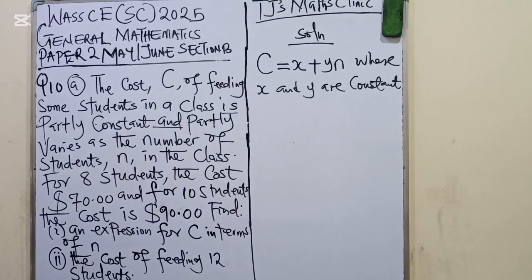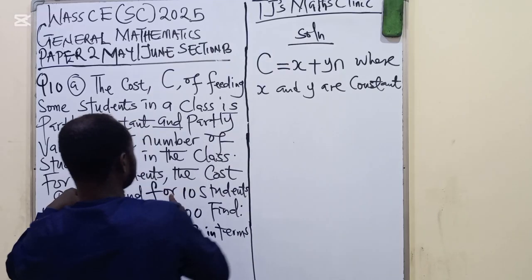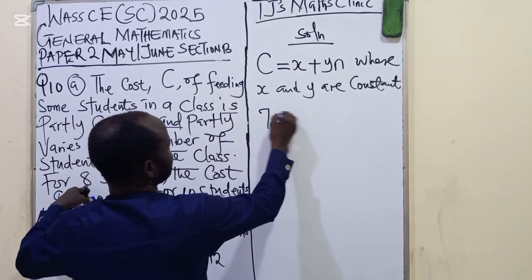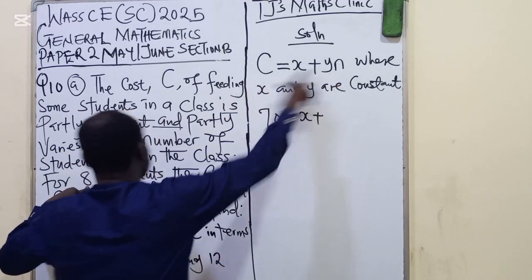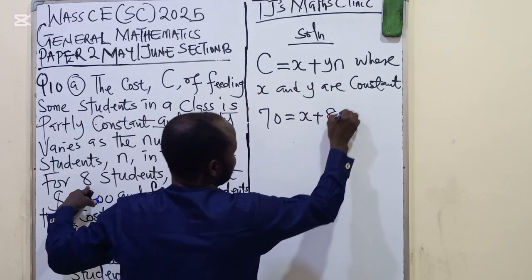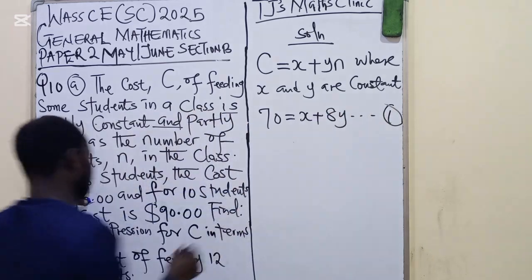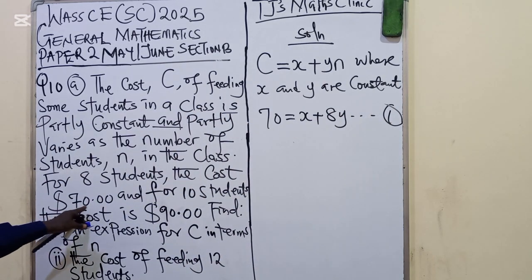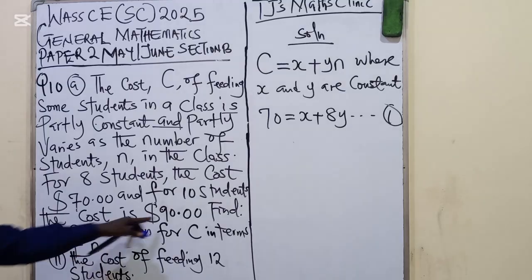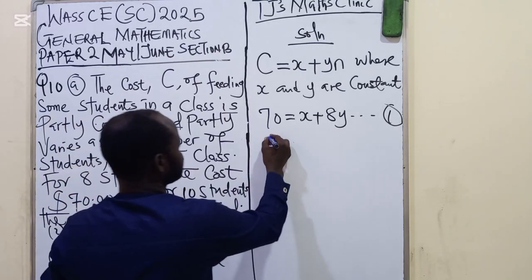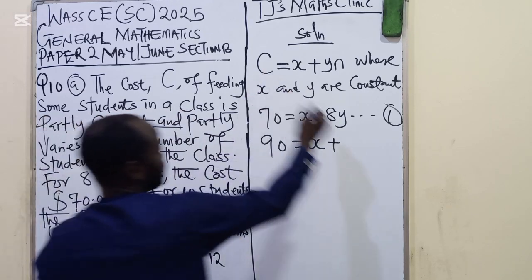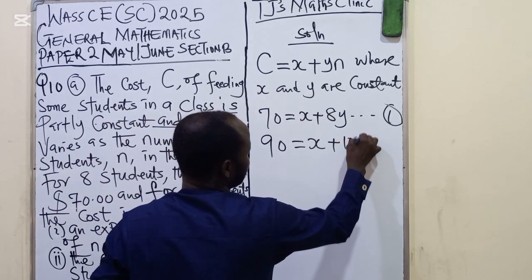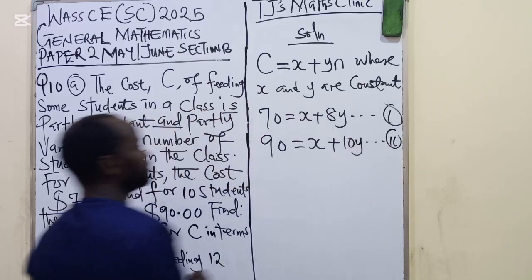Next, for 8 students, the cost is $70. So we have 70 equals x plus y times 8. The number of students n is 8, so that will be 8y. We can call this equation 1. For 10 students, the cost is $90. That will be 90 equals x plus 10 times y, that is 10y, and this will be our equation 2.